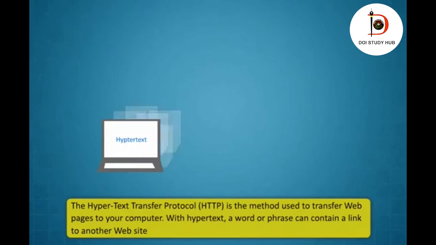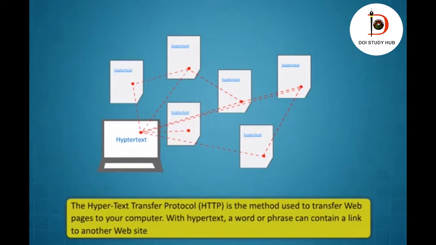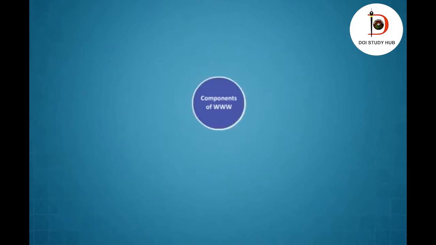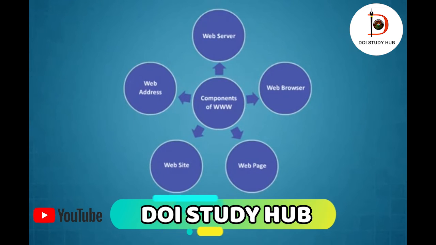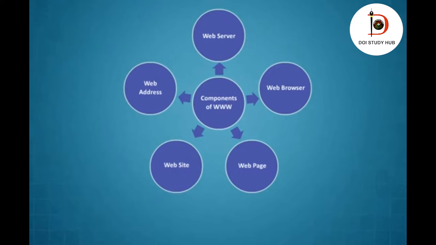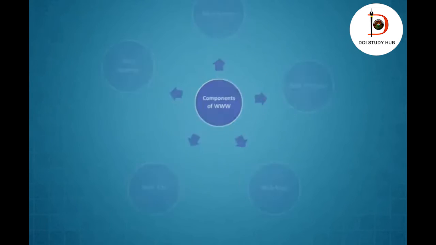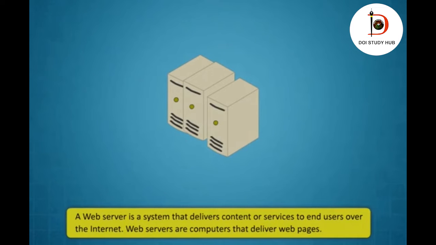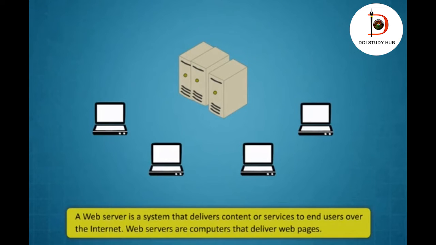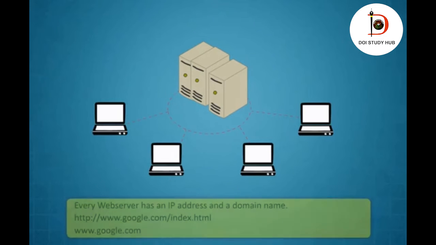The World Wide Web or the web is a subset of the internet and not its synonym. The web consists of pages that can be accessed using a web browser. Telnet, FTP, internet gaming, Internet Relay Chat or IRC and email are all part of the Internet but are not part of the World Wide Web. The Hypertext Transfer Protocol is the method used to transfer web pages to your computer.